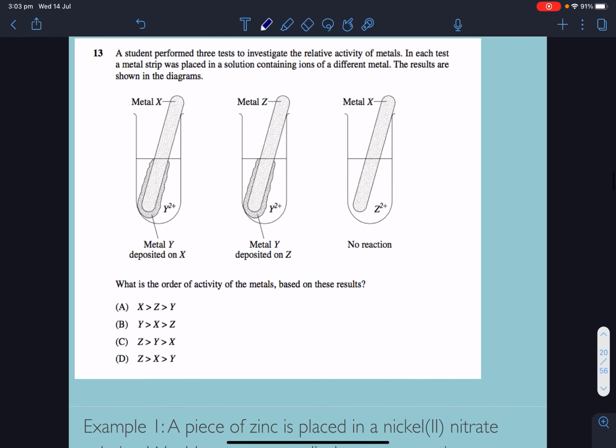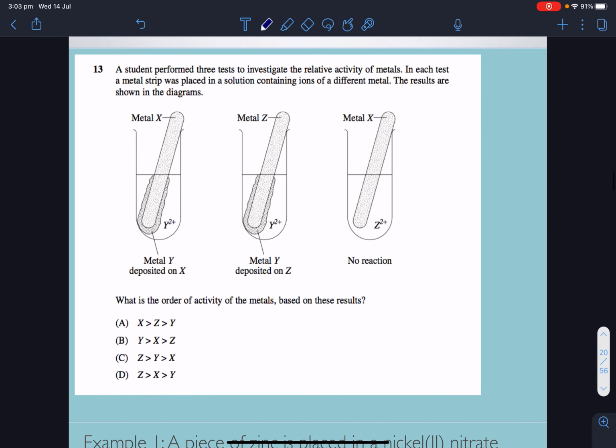Let's use our knowledge here in this past paper question. A student performed 3 tests to investigate the relative activity of metals. In each case, a metal strip was placed in a solution containing ions of a different metal. The results are shown here in diagrams. In this one, they place metal X in a solution of Y, and Y has deposited on it, and X has gone into solution. So we had a displacement reaction. And here in the second one, we also had a displacement reaction between Z and Y. But X and Z, no reaction as well.